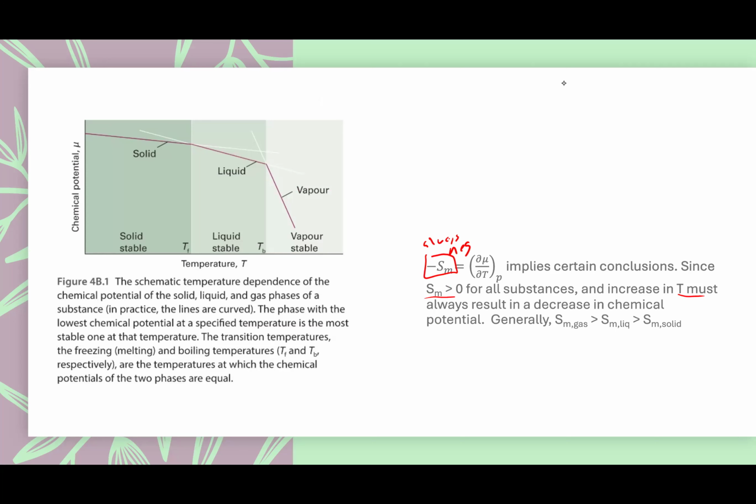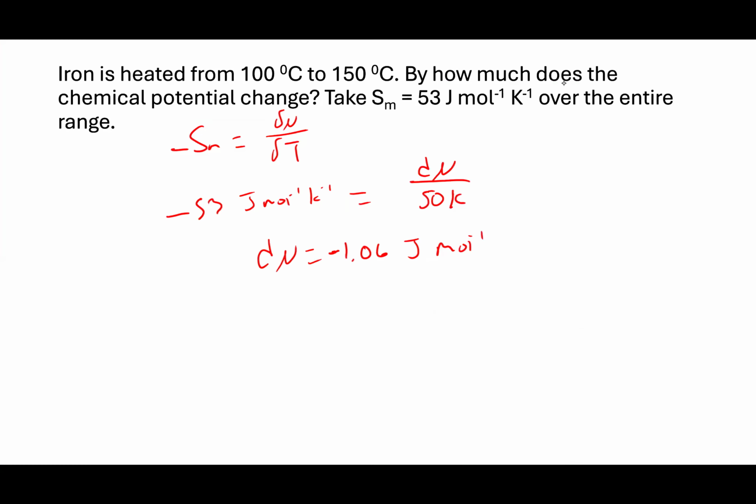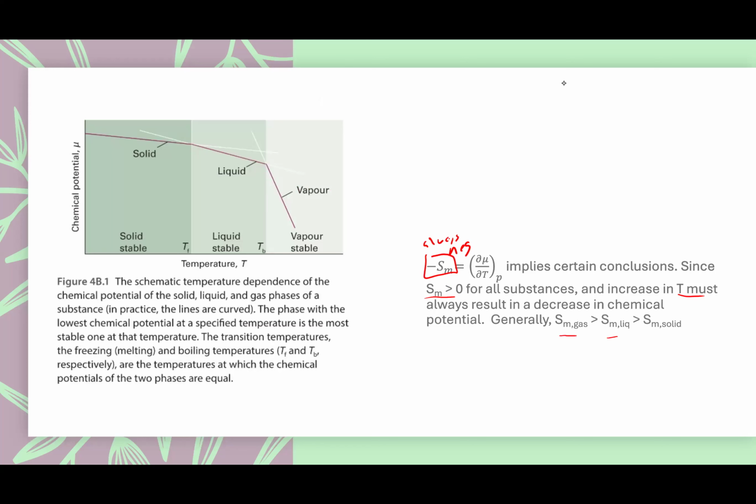Generally, I should say, the entropy of our gas is much greater than that of our liquid or a solid. That one's pretty straightforward, right? So what that means is that as we go from solid to liquid to gas, you see here, the slopes of the lines are changing.